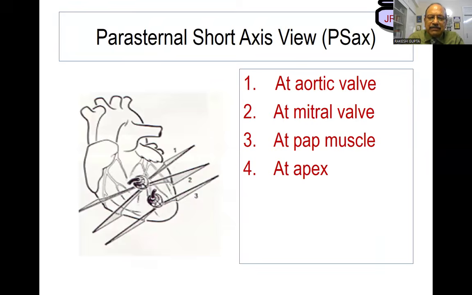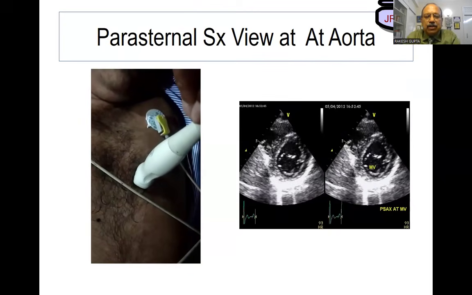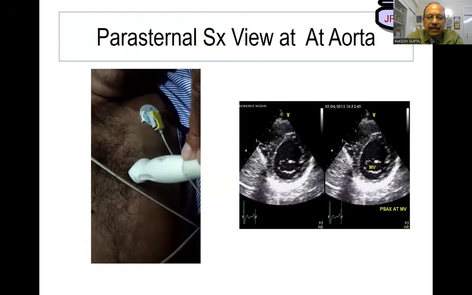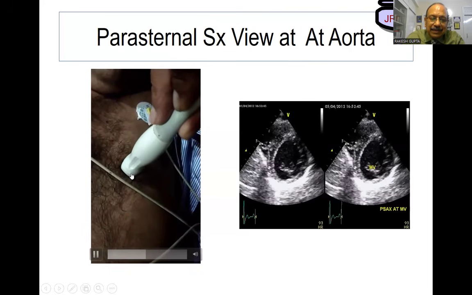Now we go to the short axis view. How do you get a short axis view? Now look, how do we get a short axis view? Correct. Now what does it do? You go back again.